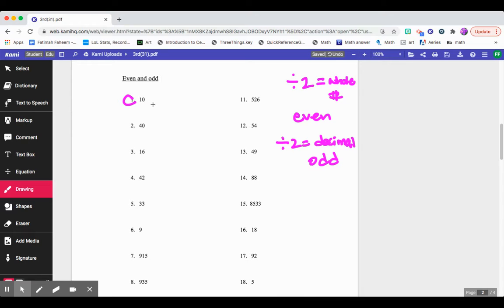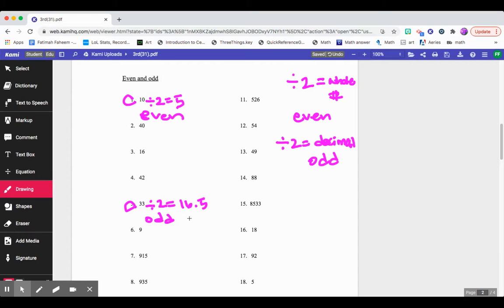So let's try the question for number 1. You can divide by 2, right? If you divide by 2, you get 5, and this is a whole number. So number 1 is gonna be even. And let's try other questions too. Let's try number 5. It's 33. If you divide by 2, it's not gonna be a whole number because this is an odd number. It's gonna be 16.5. So it's a decimal.